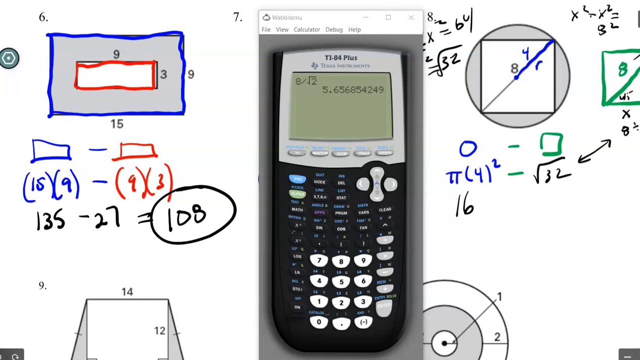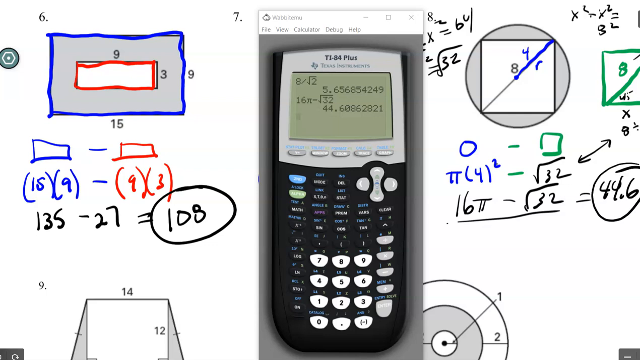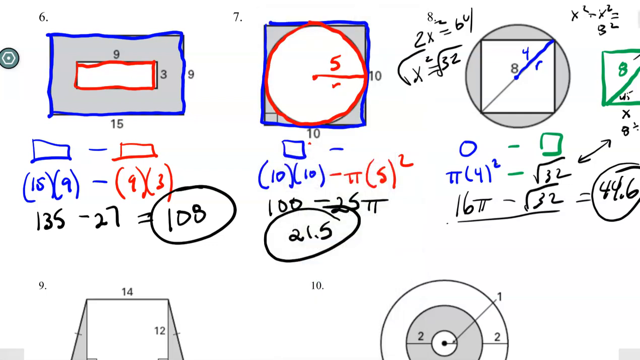So we have 16, because 4 squared is 16, 16 pi minus radical 32. So this would be exact. But let's just get this into a decimal. 16 pi subtract radical 32. Bam. 44.6 is the shaded area.